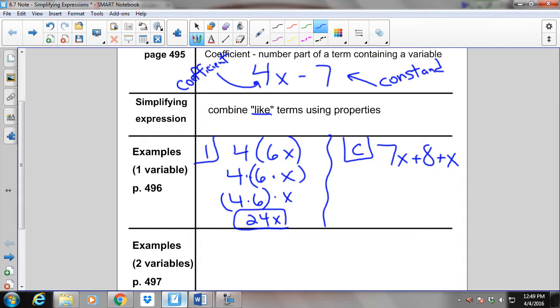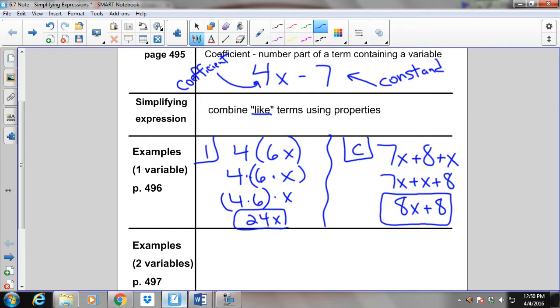So what you would do is use the commutative property to rewrite this, changing the order, right? So now it's 7x plus x plus 8. Well, we don't know what x is, but it doesn't really matter because we have 7 of them, and then we have one more. So 7 plus the one more would be 8 x's plus 8. And so that is as simple as that can get. When they say simplify this, that's what they mean. Combining like terms using the properties.